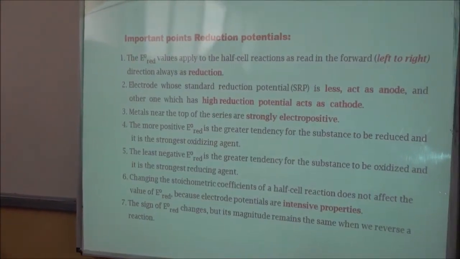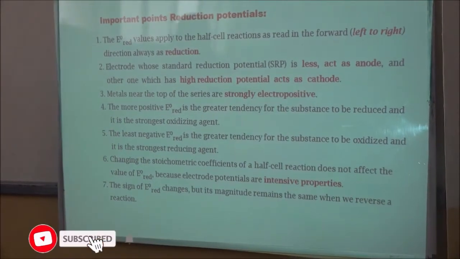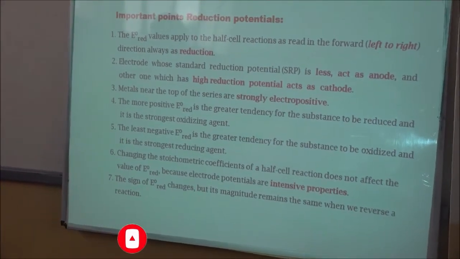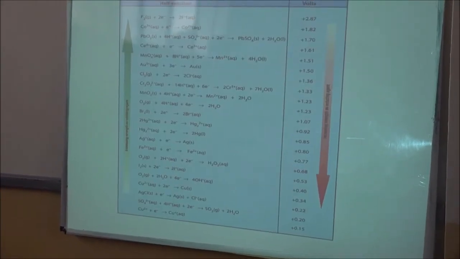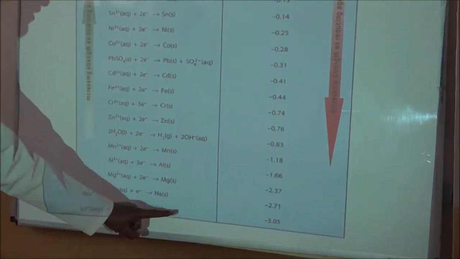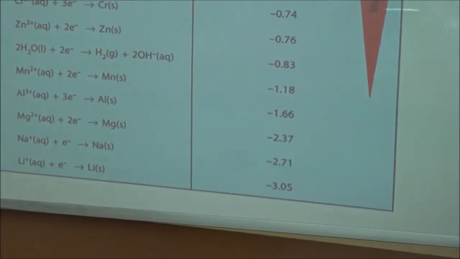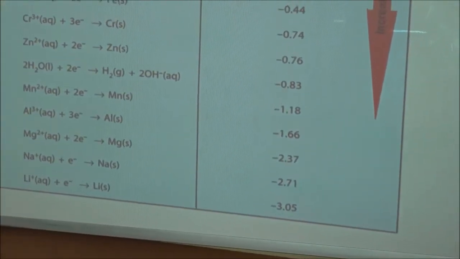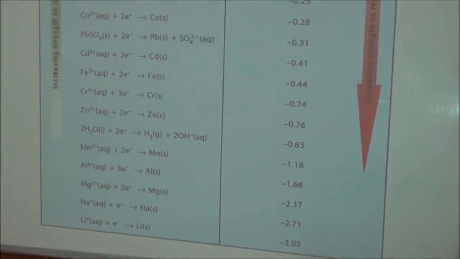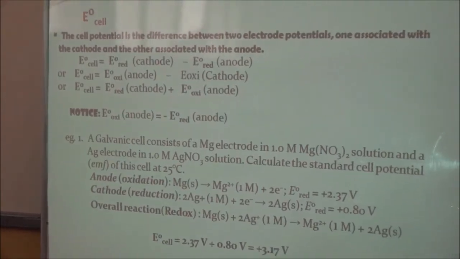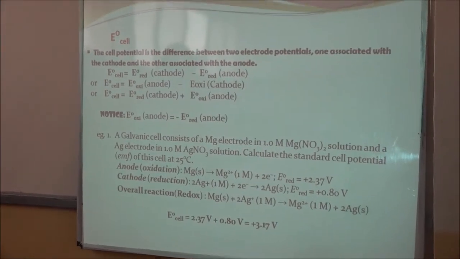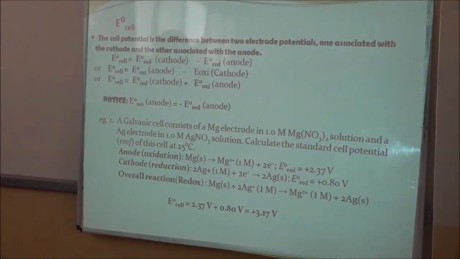And the other one is that it is an intensive property. When you multiply the half reduction, it doesn't change the value because it is intensive. And when you reverse the equation, you just change only the sign. For instance, the reduction of lithium is -3.05. When you reverse this equation from lithium to lithium plus, the negative sign is changed to plus. This implies that when you reverse the equation, you always multiply the reduction potential value by minus.